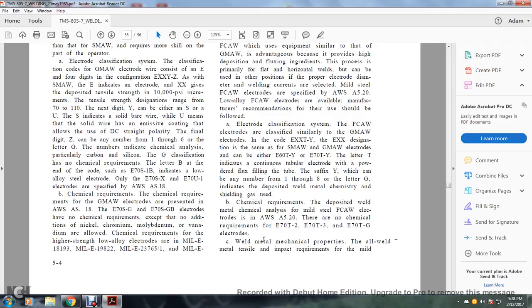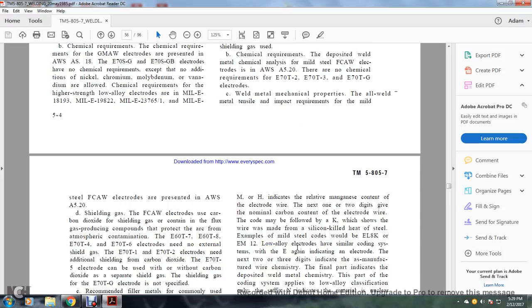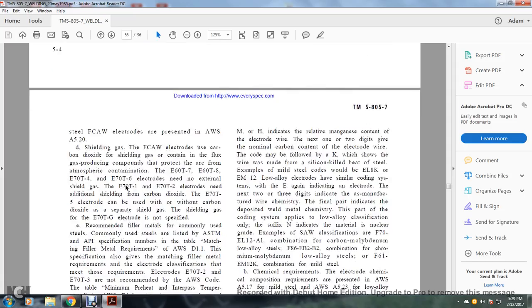Chemical requirements. Deposited weld metal chemical analysis for mild steel flux core arc welding electrodes is in American Welding Society A5.20. There are no chemical requirements for the E70T-2, E70T-3, and E70T-G electrodes. Weld mechanical properties. All weld metal tensile and impact requirements for mild steel flux core arc welding electrodes are presented in American Welding Society A5.20.